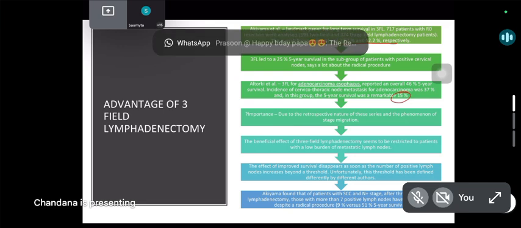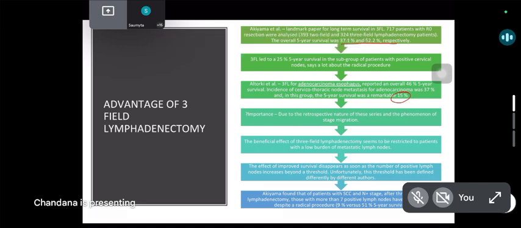Usually 5-year survival for adenocarcinoma is given as 0 to 1% in our textbooks. So after this 3-field lymphadenectomy, it increased, that is what they are telling.